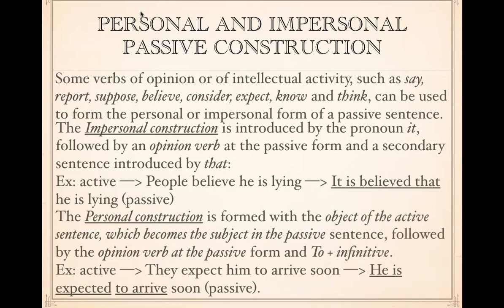On the other hand, the personal construction is formed with the object of the active sentence, which becomes the subject in the passive one, followed by the opinion verb in the passive form, and then "to" plus the infinitive. So, for example, the active sentence is "They expect him to arrive soon," and the passive becomes "He is expected to arrive soon," where "he" is the subject, the object of the active sentence.